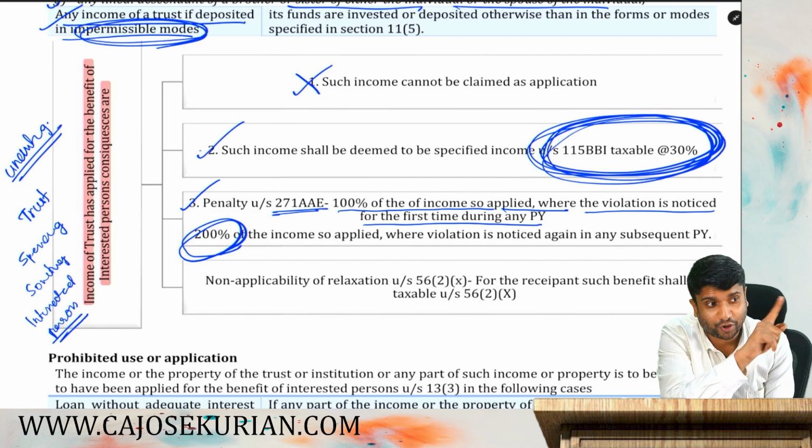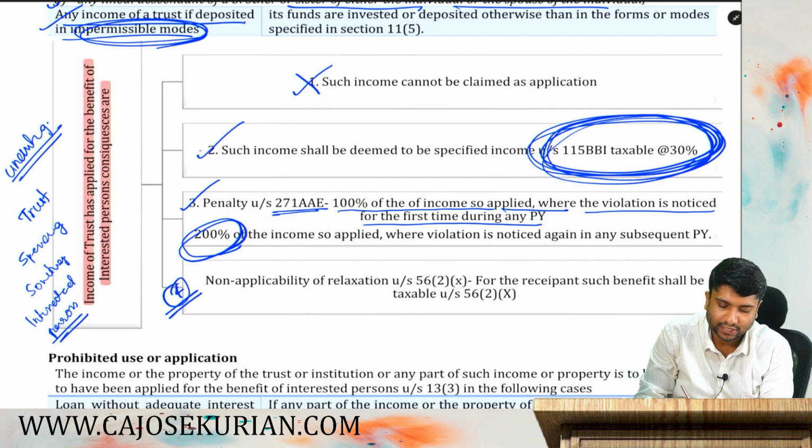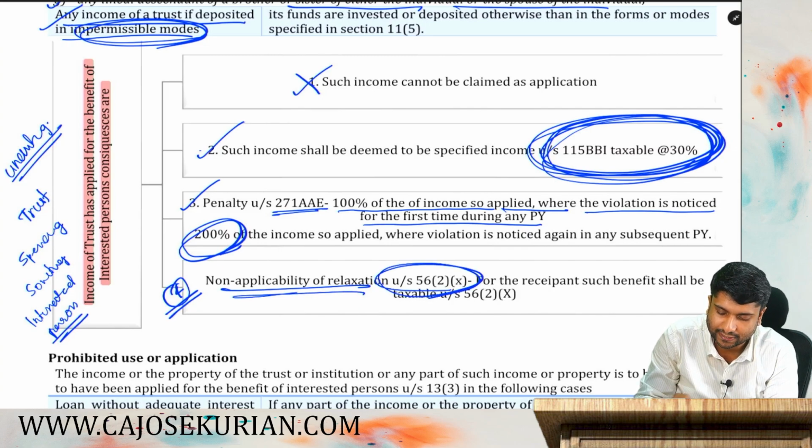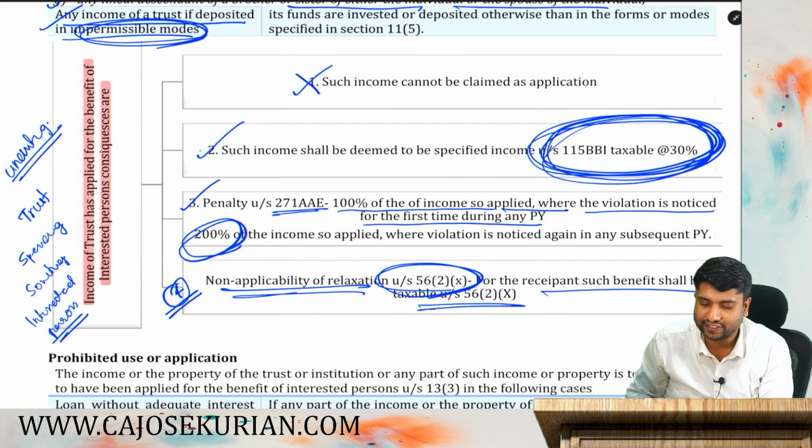And there is one more consequence. What is the last consequence? That is for the recipient. What is that? Non-applicability of relaxation under 56 subsection 2 clause 10. For the recipient, such benefit shall be taxable under 56 subsection 2 clause 10.